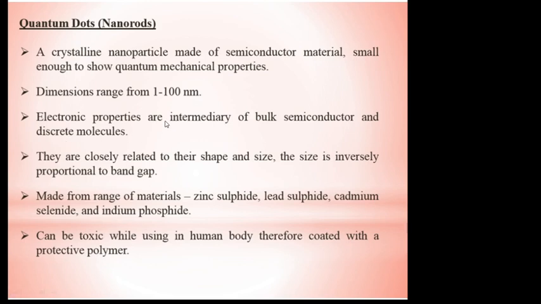The electronic properties are intermediary between a bulk semiconductor and discrete molecules. Anyway, they are closely related to their shape and size. The size is inversely proportional to the band gap. This underlying part is the size and shape.